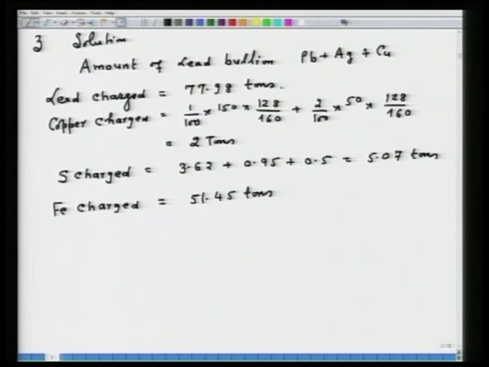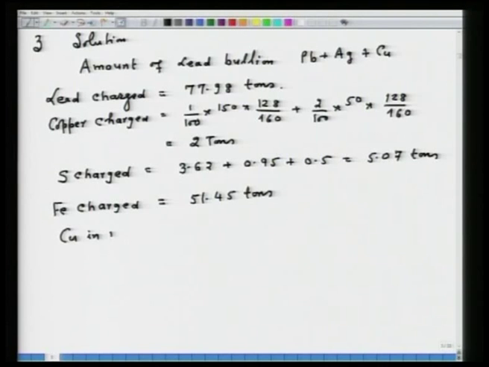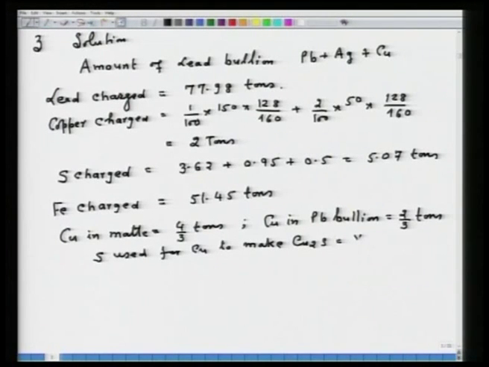Okay. So, now we have to calculate the charge balance, so mat and everything we have to calculate. Copper in mat will be equal to 4/3 tons as per the condition of the problem, and copper in lead bullion is equal to 2/3 tons. The 2 tons will be divided accordingly. Now, sulphur used for copper to make Cu2S, because in the mat the sulphur will not be free, it is combined with the Cu2S. So, sulphur used for copper is equal to 1/3 tons.